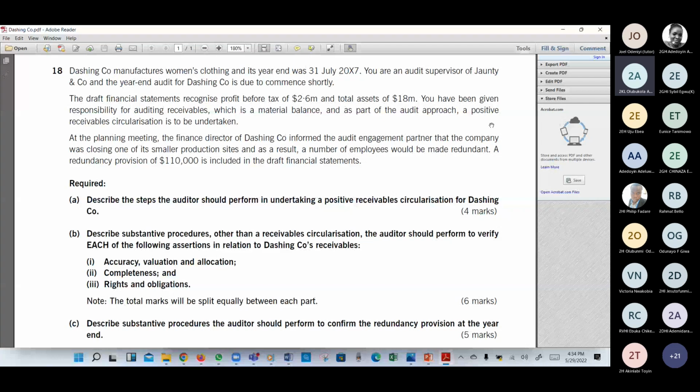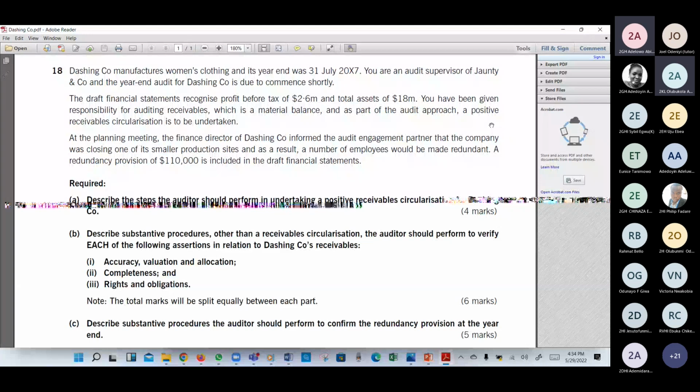Positive circularization is a kind of circularization where an auditor requests, through the client, a response from a third party, whether they agree with the balances or otherwise, and there has to be a response. Negative circularization is a circularization whereby the third party only responds where there's a conflict in the balances.